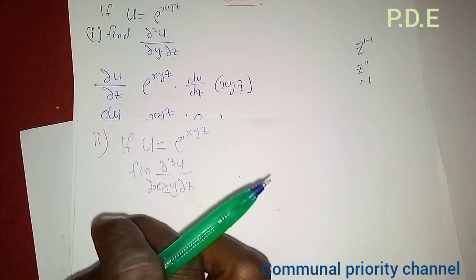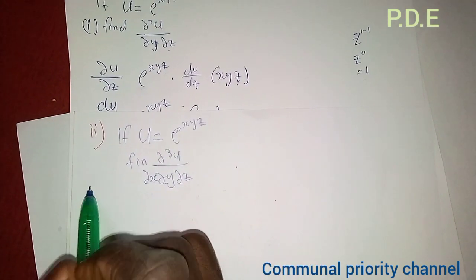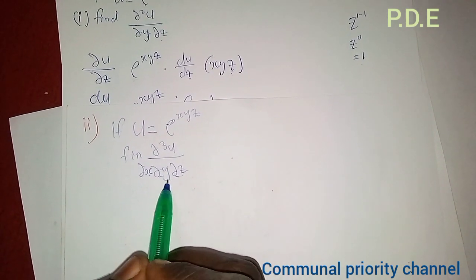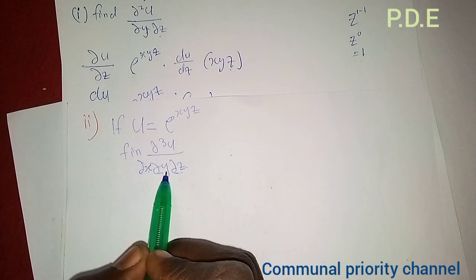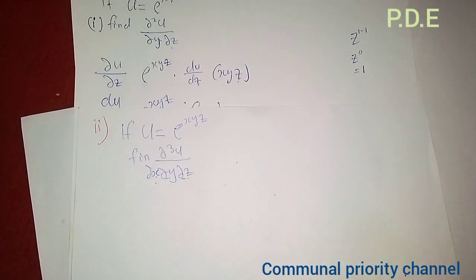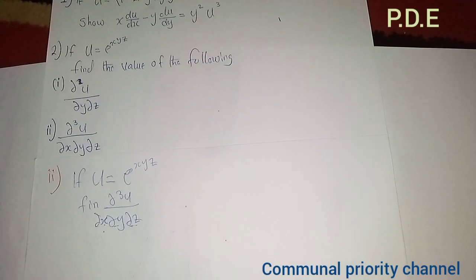We'll follow the same procedure as we did in the previous one. First of all, we'll differentiate in respect to z. Then we're going to differentiate in respect to y, and then we're going to differentiate in respect to x. So let's try it. So, solution.